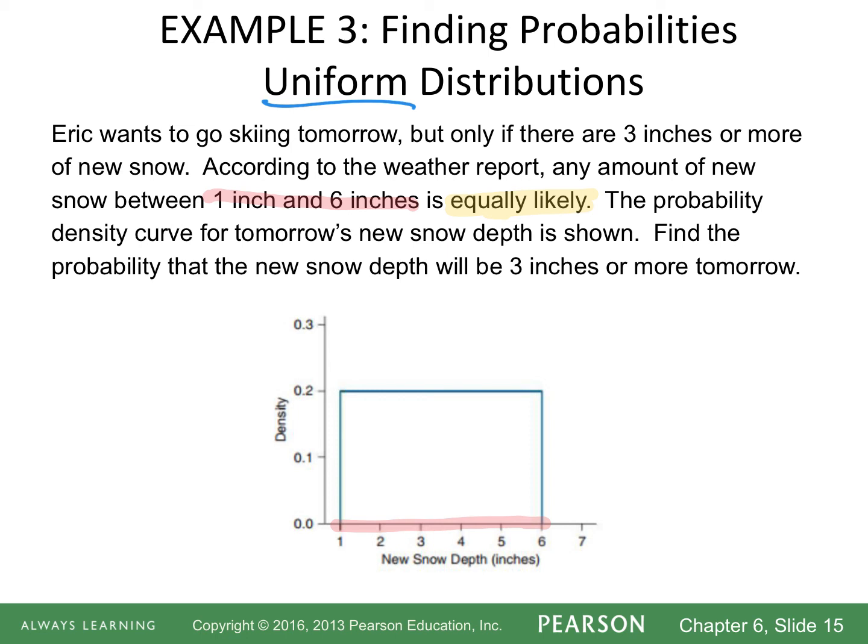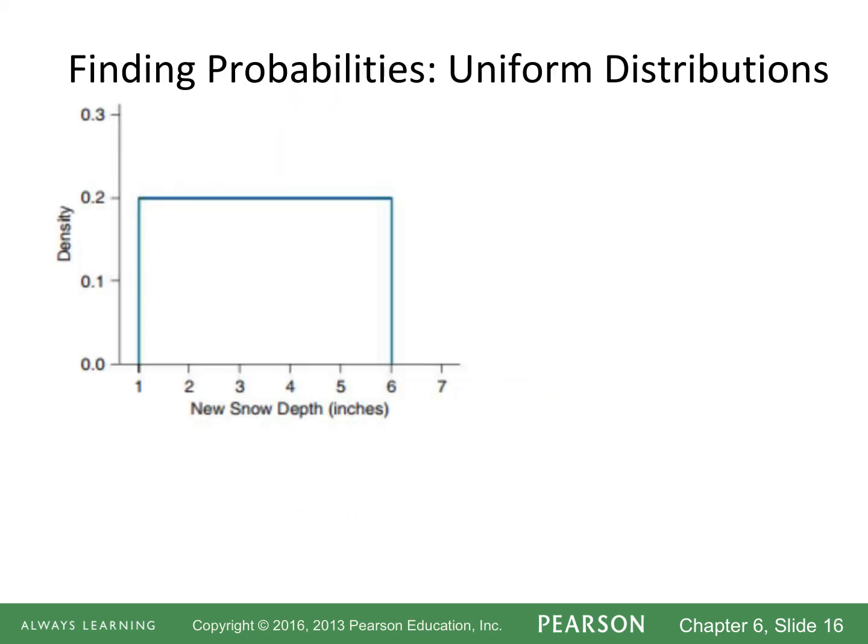So we're going to be finding the area of this portion of the graph. I'm going to go back and highlight the part of the graph again that we're trying to find the area of. And remember, we're looking for 3 inches or more of snow. What's this probability? The area of a rectangle, if you remember, is either length times width or base times height. So we're going to find the area of our shaded region, which is a rectangle.